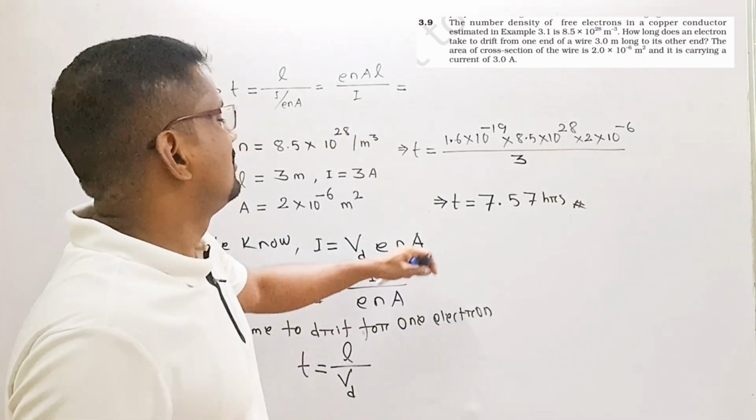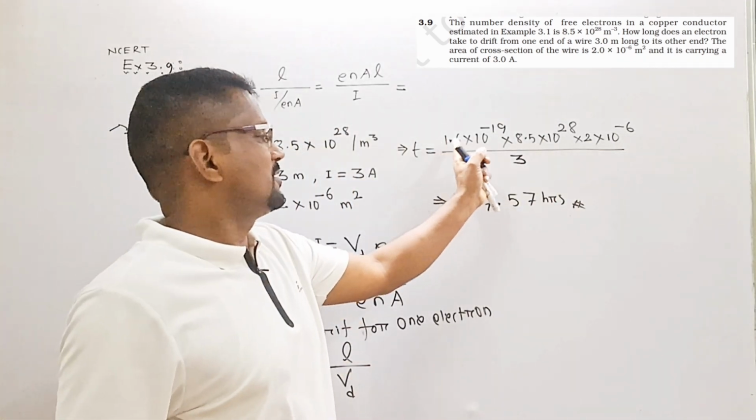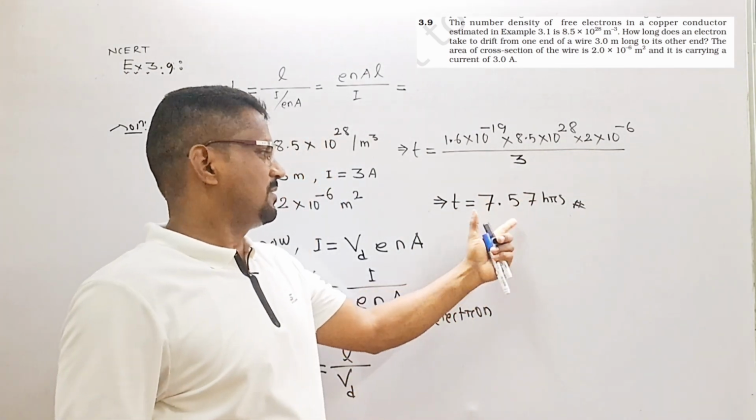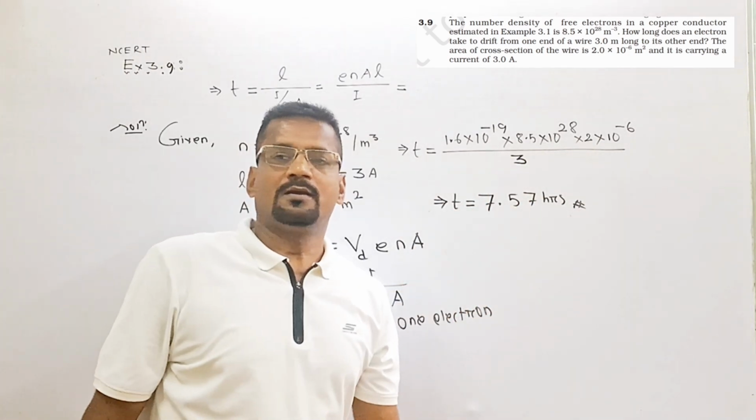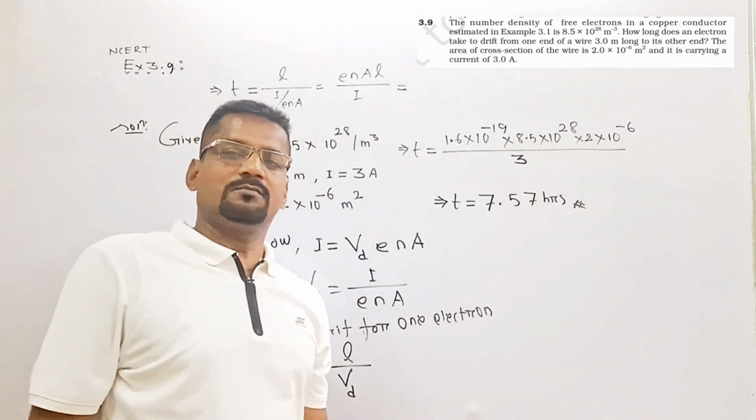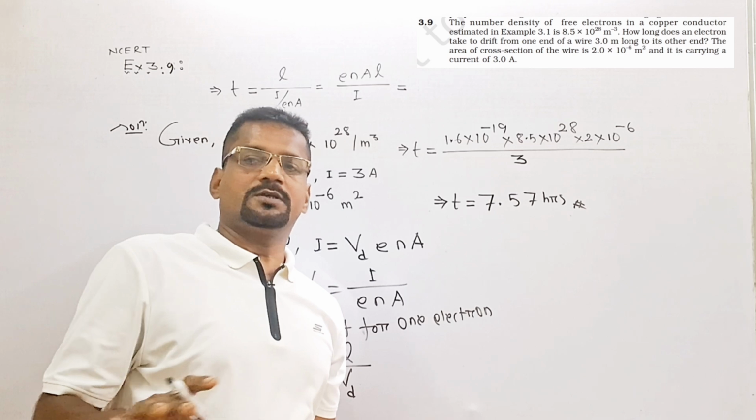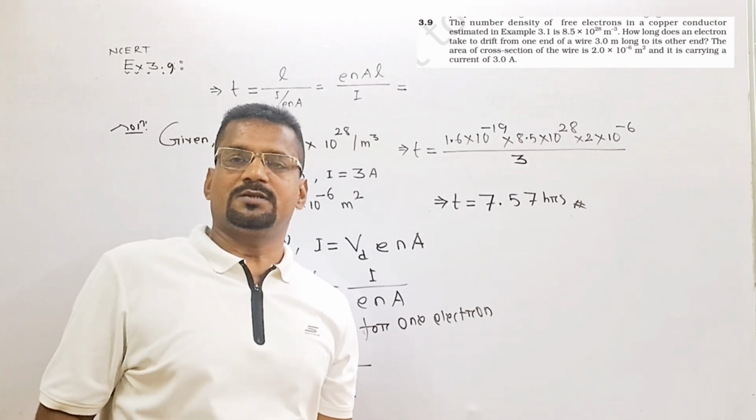For your satisfaction, you can calculate this yourself on a calculator. The answer is 7.57 hours. And this was your last question of the NCERT textbook. With this, we have finished all the questions. It is a simple 9 number of questions.